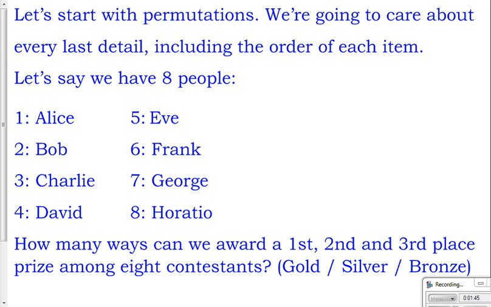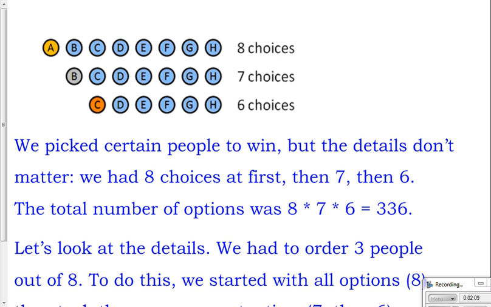So let's start with the mathematics behind permutations. In permutations, remember, we care about every last detail, especially the order of the items. So let's say we have 8 people running a race or something. And we're wondering, in how many ways can we give a first place, a second place, and a third place prize or medal among these people who are in our competition? Well, we conveniently had names that were alphabetical there, A through H. So here's a little picture that could represent what's going on.